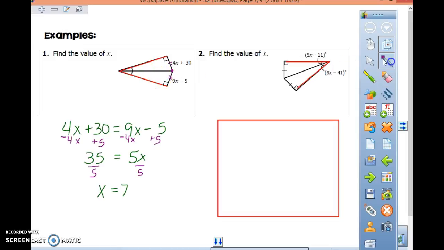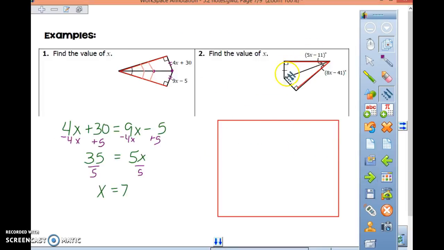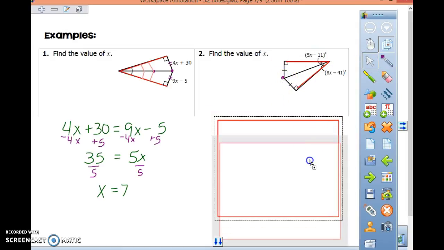So if I were to pick another point on that angle bisector and I drew distances perpendicular to the edge, those two would also be congruent in length. If I went here and went perpendicular, and I went here and went perpendicular, those two lengths would be the same. So that is what the angle bisector theorem is saying. The converse says that if we pick a point on the interior of an angle and it is equidistant, then we have some angle bisectors.